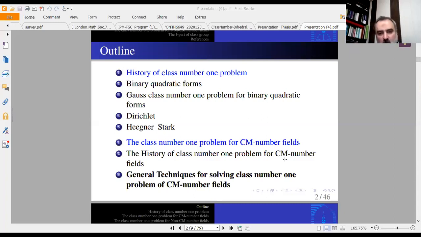So we want to know what kind of generalizations we can do for this problem. One nice way to think about this is that you can think of imaginary quadratic fields as the simplest complex multiplication number fields. And you wish to find families which, like imaginary quadratic fields, have a finite list of small class numbers.